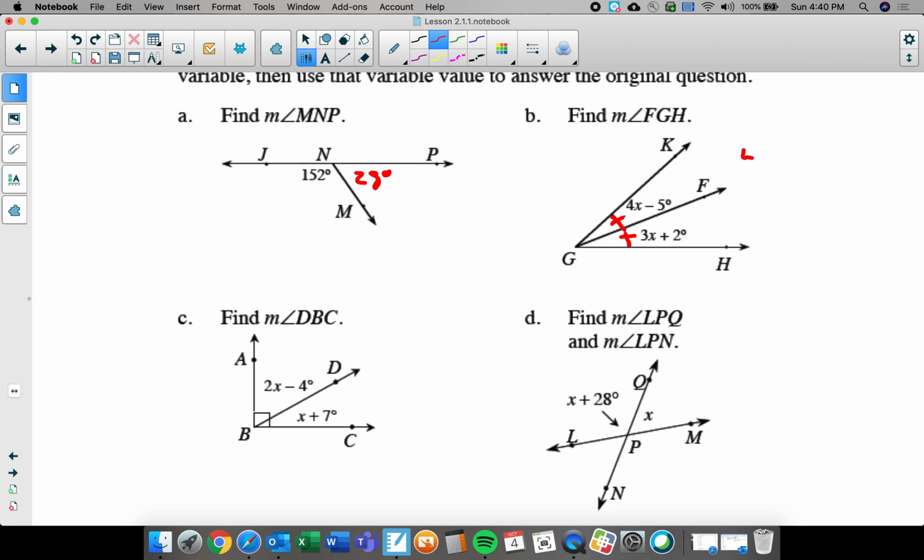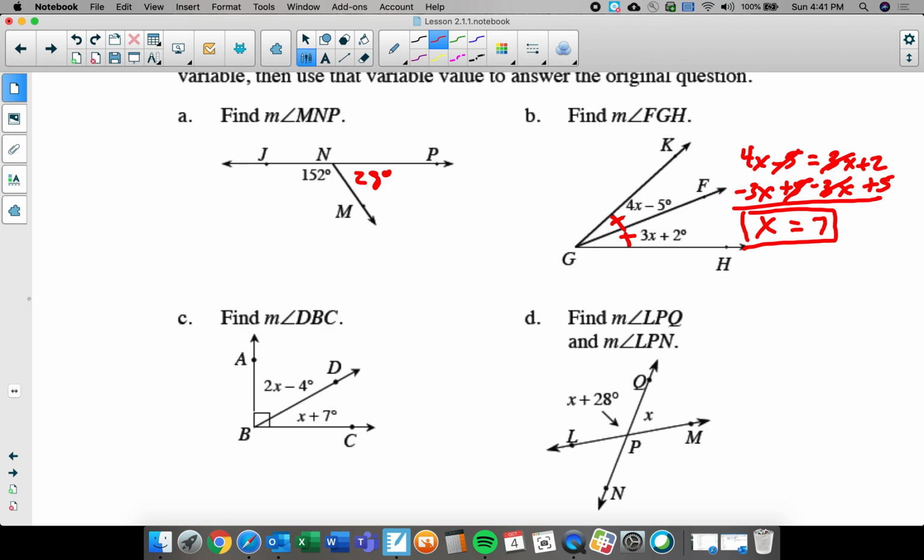I can say that 4x minus 5, that top angle, is equal to 3x plus 2, the bottom angle. Those two have equal angles, and now I can go through and solve for x. So if I subtract 3x over here, those will cancel. Since I brought the x's to the left, I'm going to add 5 the other way, get that out of there. So I end up with 4x minus 3x is just 1x. 2 and 5 give you 7. And notice, therefore, x equals 7.